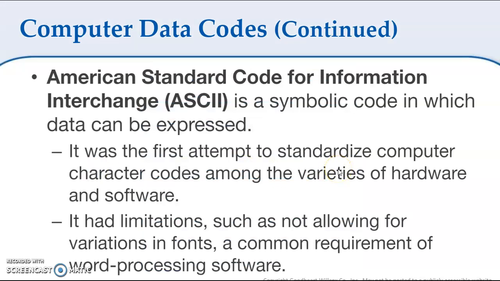Now, the American Standard Code for Information Interchange, also known as ASCII, is the symbolic code in which data can be expressed. It was the first attempt to standardize computer character codes amongst the varieties of different hardware and software, thus putting some type of commonality in terms of language as to how different computers are going to communicate. Now, it also had limitations such as not allowing for variations in fonts, a common requirement for word processing software. So, not only was this an attempt to simplify things, but it also did present some challenges.